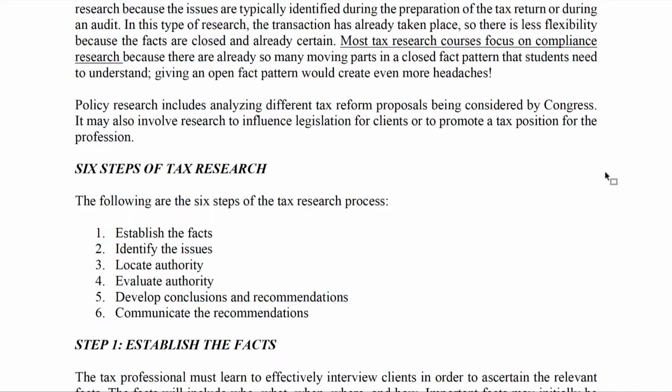You might go 1, 2, 3, 4 through the authority phase, and then you might need to go back to the facts and get more facts. So it is possible. It might be circular. You might go 1, 2, 3, 4 back to 1. 1, 2, 3, 4, 5 back to 1. That's possible. That happens a lot in tax research. Just understand you might go back.